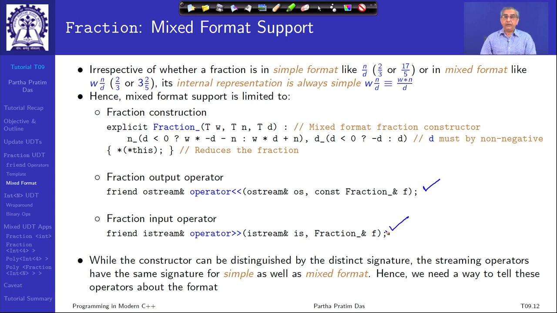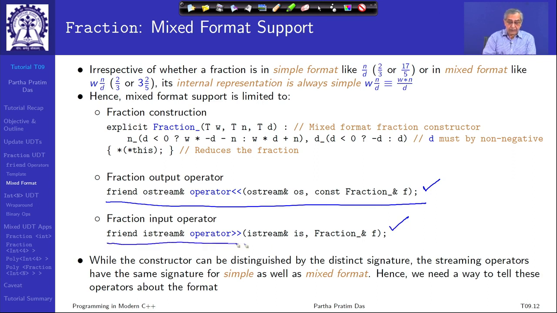For an output operator, certainly we have already given an overload for the output streaming operator for a fraction object. Now, how do I tell the compiler, how do I tell the program or the system that this particular output should happen in simple format or in mixed format? There is no place to input that information, because as you know these streaming operators have a fixed signature, they are binary operators. So, they take 2 arguments, one is the stream and the other is the object on which.